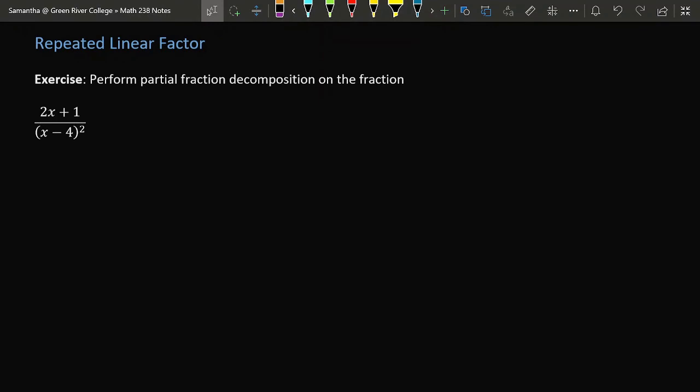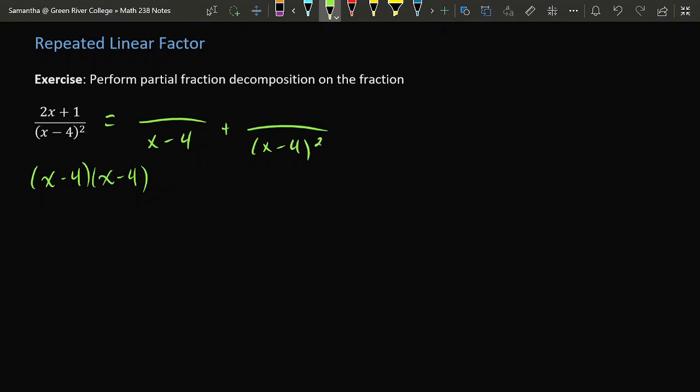Finally, let's consider the case of repeated linear factors. Here, I am looking to see if I can decompose the expression 2x plus 1 over x minus 4, quantity squared. So this denominator contains the linear factor x minus 4, which has been repeated a total of 2 times. In this case, you can break this down as a sum of 2 different terms, over x minus 4 and over x minus 4 squared. But the nice thing is that because the factor is linear, degree 1, and just repeated, you can put an expression of one smaller degree, degree 0, in the numerator, so you can guess that the numerator is just a constant.